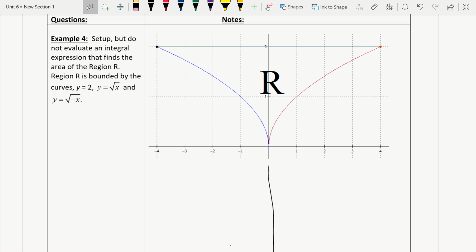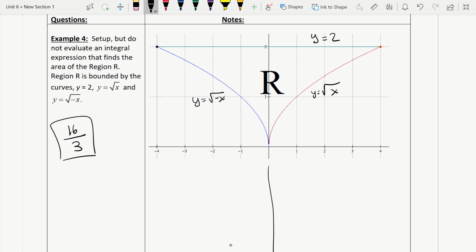All right, so first thing I'll just tell you, the final answer should be 16/3 no matter which way you do it. Let's see, I'm going to label my functions on here. So up top I have y equals 2. On the right side I have square root of x. And on the left side I have y equals square root of negative x, because we just have a reflection there. Since these functions are the same, there's a little symmetry here. You may have played on that. Your intersection points are (4, 2) and (-4, 2).